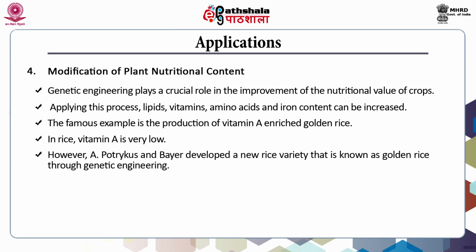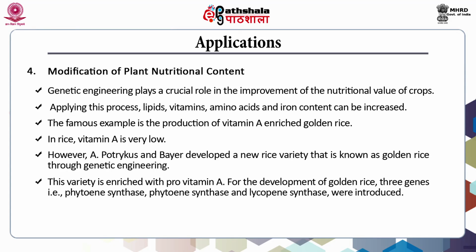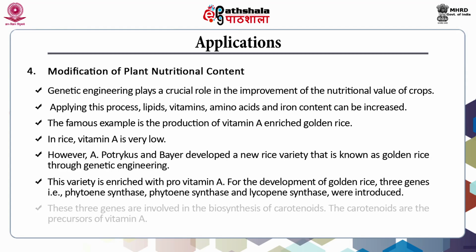However, Potrykus and Beyer developed a new variety of rice, known as golden rice, by a genetic engineering technique. This variety is enriched with provitamin A. For the development of golden rice, 3 genes, namely phytoene synthase and lycopene synthase, were introduced. These 3 genes are involved in the biosynthesis of carotenoids. The carotenoids are the precursors of vitamin A.